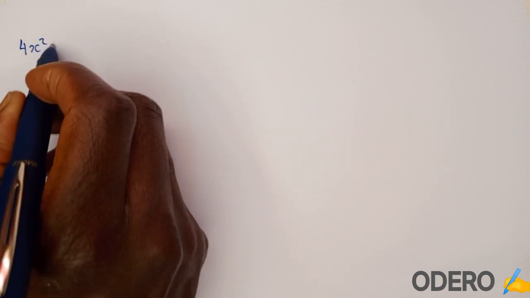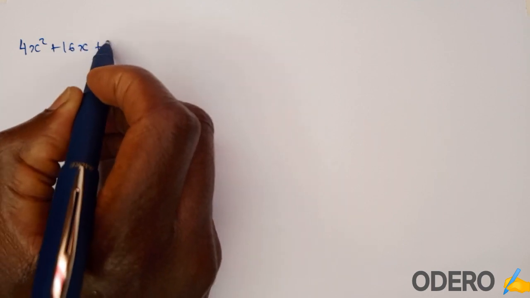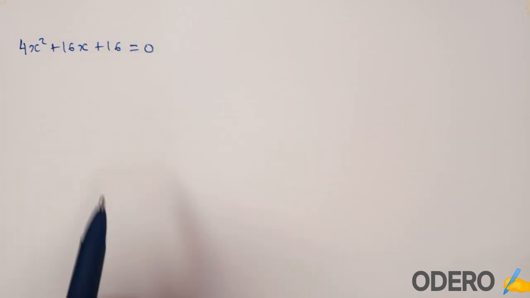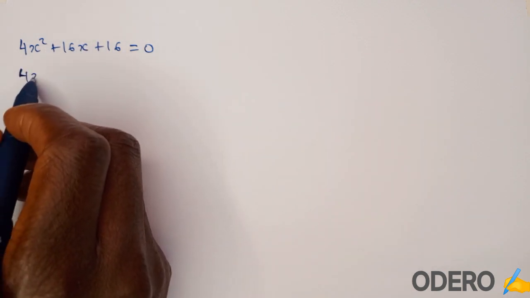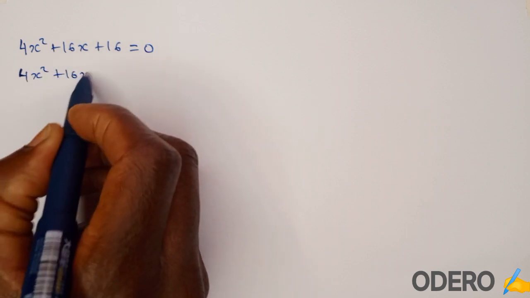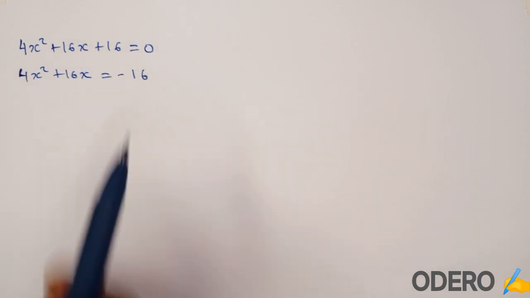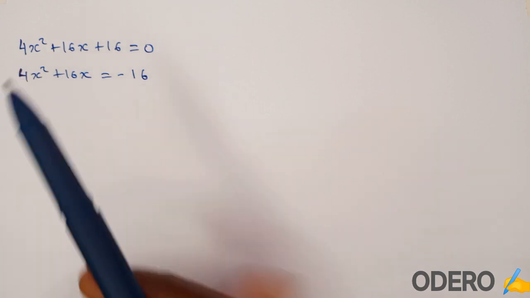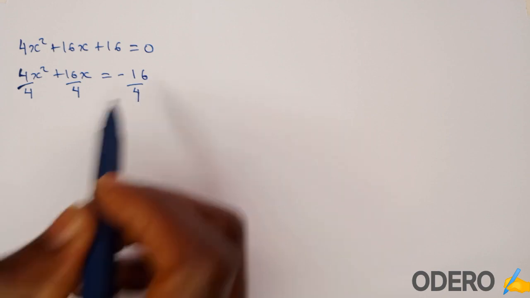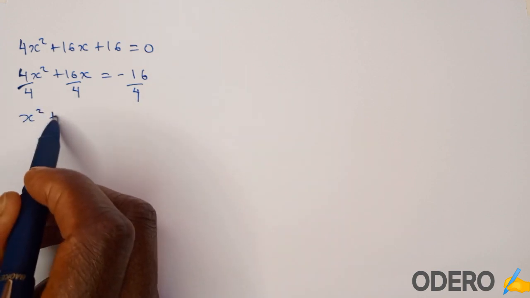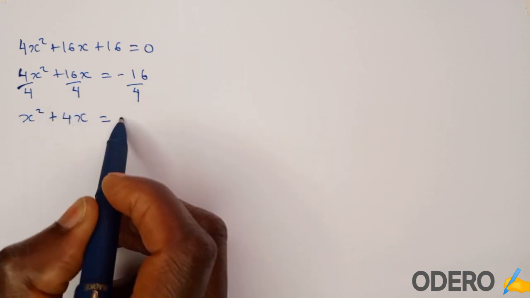So another one, we have 4x squared plus 16x plus 16 is equals to 0. So we solve this one using completing the square method. So take 16 the other side, so 4x squared plus 16x is equals to minus 16. Then make the coefficient of x squared 1, by dividing everything by 4. So I'm going to have x squared plus 4x is equals to negative 4.